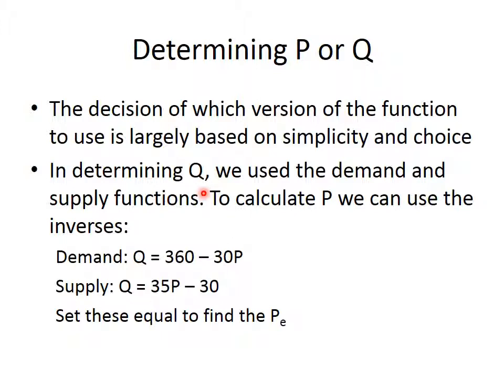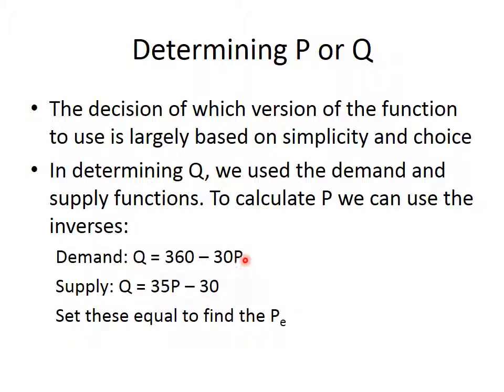So in determining Q, we used the demand and supply functions, because in those functions, that's our variable. They're phrased as P equals down to Q. Well, to calculate P, we can use the inverses. Now let's look at this strategy. When we dealt with demand, if you remember the demand function, this was the inverse of that function. They are the same thing. They state the same thing. And this was the inverse of the supply function. I don't know about you, but from where I'm looking, that looks like it's a lot easier to work with because there's no fraction.